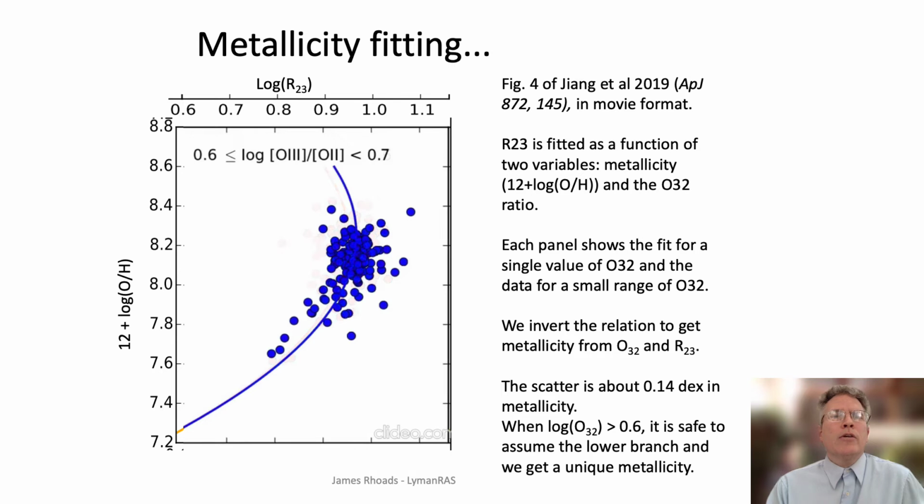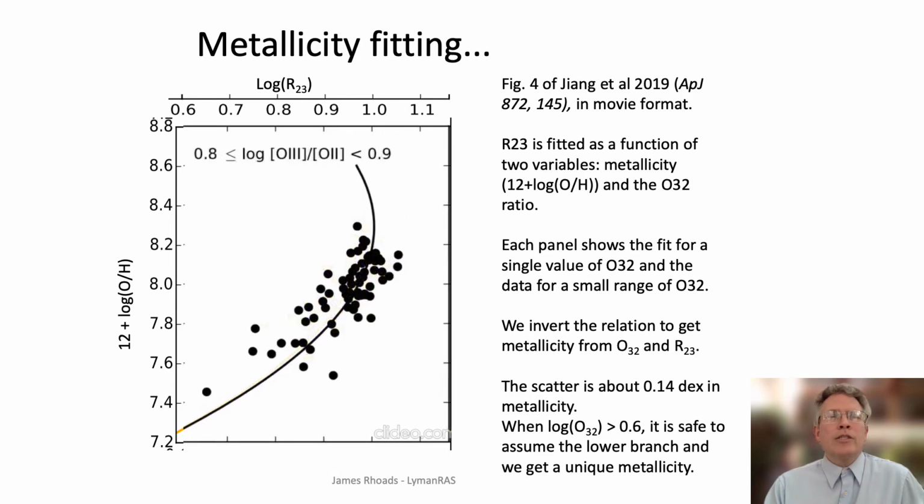And I'm going to pause here around an OIII ratio of 10 to the 0.7. And from this point on, basically all the data points are either at the maximum of R23 or on this lower branch, the low metallicity branch of the R23 metallicity relation. And what that means is that as you get to the more extreme emission line galaxies with higher values of OIII, you can basically forget about the high metallicity branch and invert this relation uniquely.